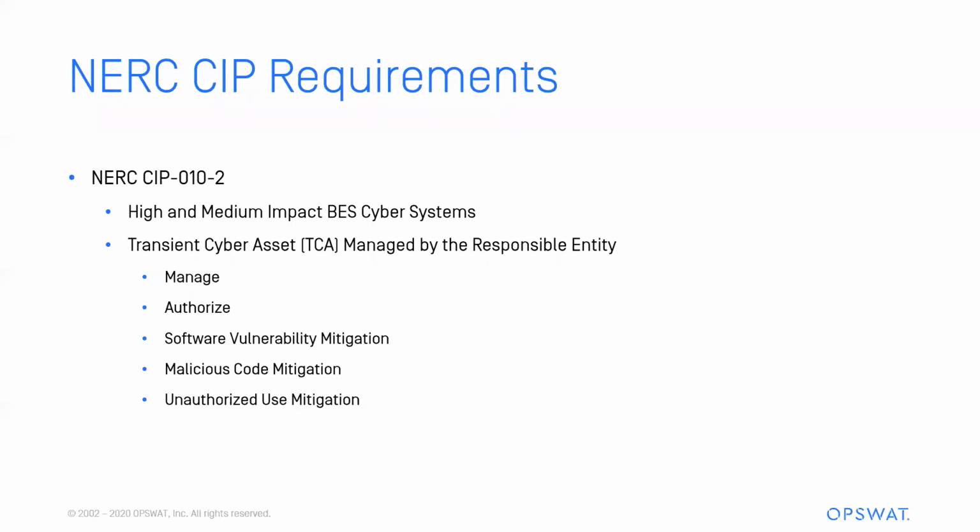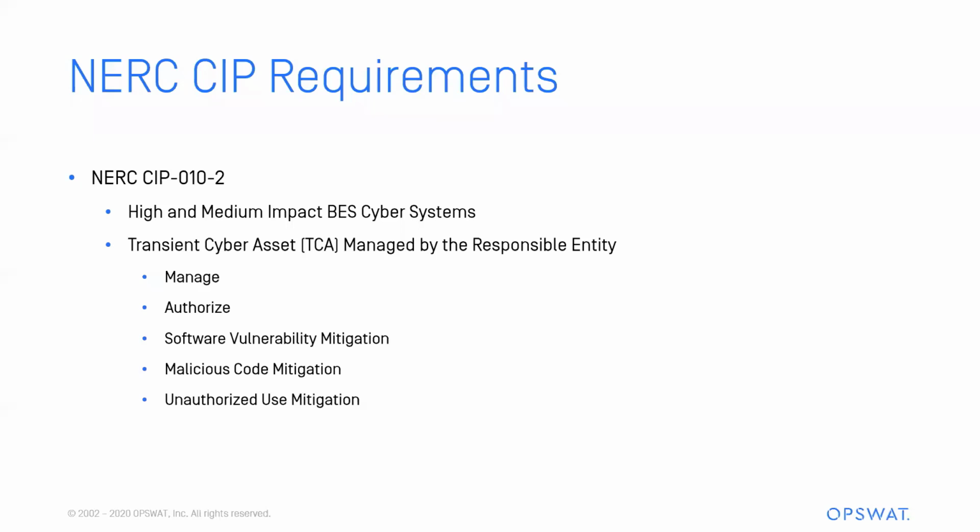So transient cyber assets, basically there's a few different parts of this. The first part is for those TCAs, or transient cyber assets, that are managed by the responsible entity. The responsible entity would be those of you that have mandatory compliance requirements under your NERC registration or under the NERC functional model, like generation owner, transmission owner, generation operator, balancing authority, reliability coordinator, all those kinds of good things.